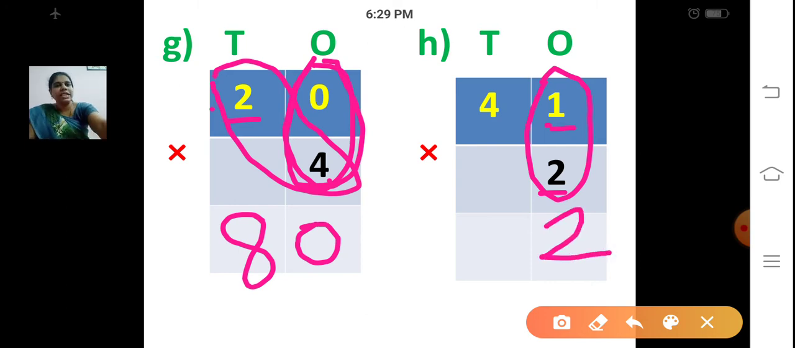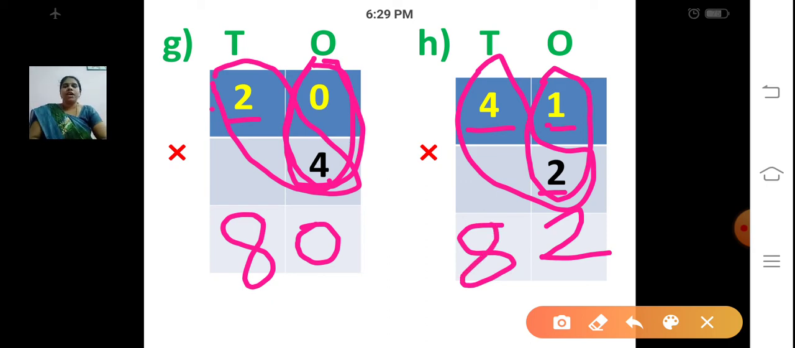Now we are going to multiply the digit at the tens place by this 2. So 4 twos are 8. So the answer is 82. 41 into 2 is 82.